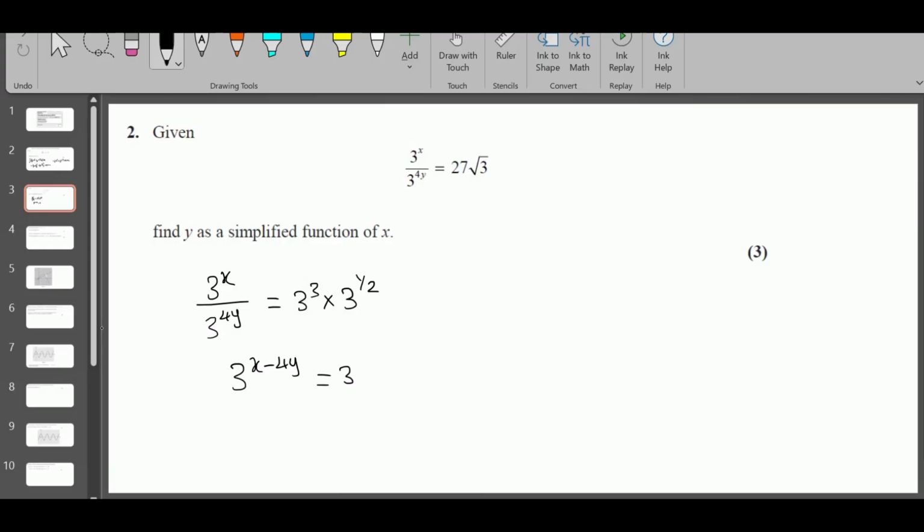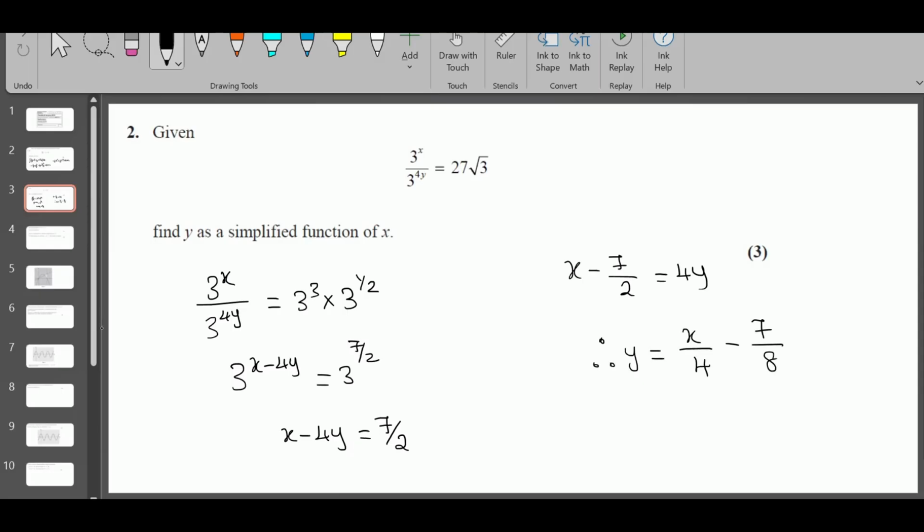So 3 plus half is 7 over 2. Since the bases are the same, the powers should be equal also. And make y the subject. 3 x minus 7 over 2 is 4y. Therefore, y is equal to x over 4 minus 7 over 8.